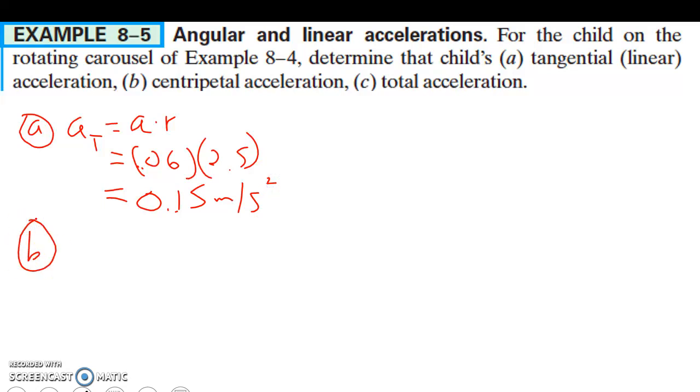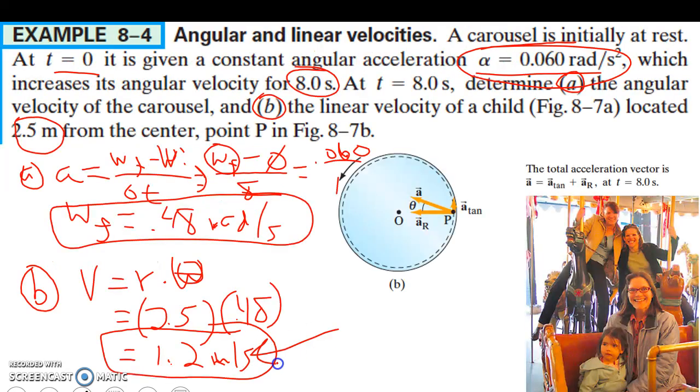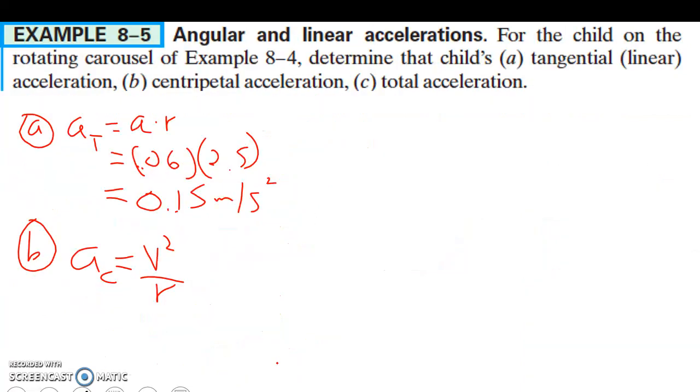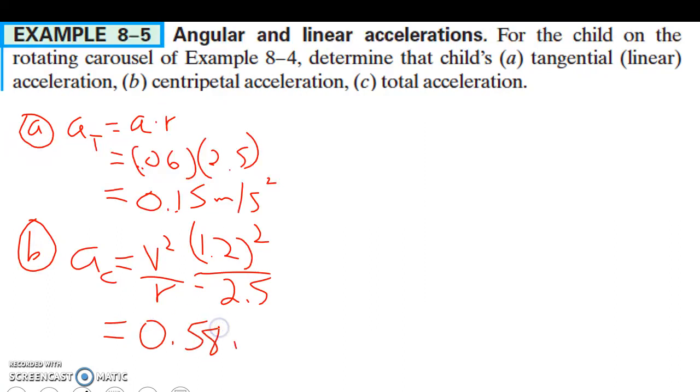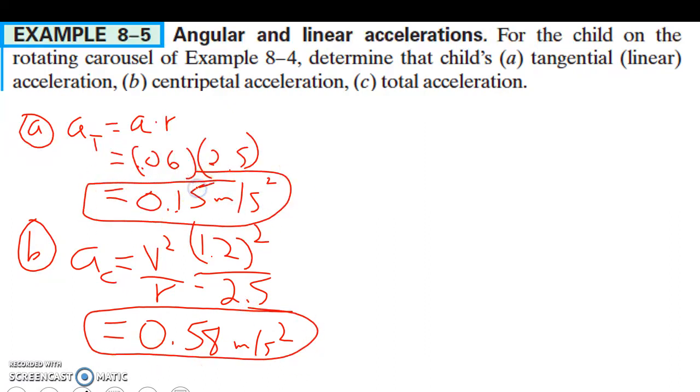B, we want to find centripetal acceleration. Centripetal acceleration, that's center seeking acceleration, v squared over r. We know from our work here that our tangential velocity is 1.2. So we take 1.2 squared over our radius of 2.5, and we get a centripetal acceleration of 0.58 meters per second squared. So now we have two accelerations. We have a tangential and a centripetal.